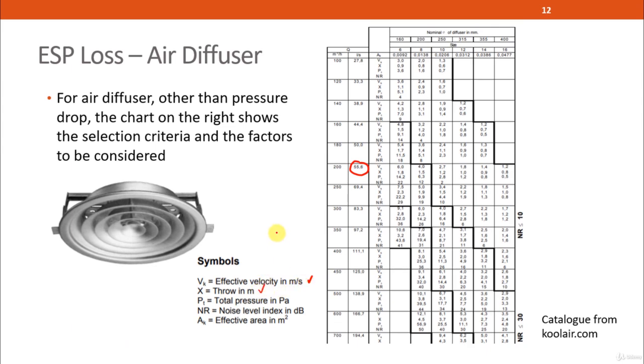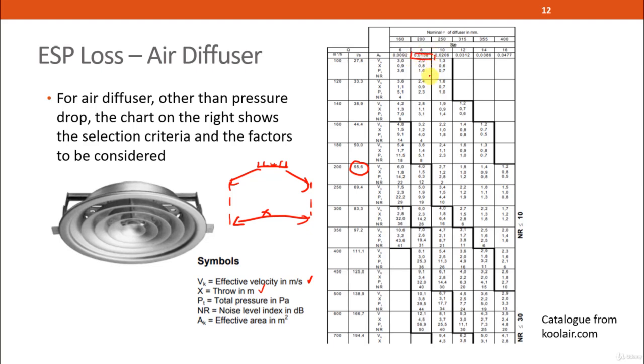The throw means, let's say you have a diffuser over here. The throw means this X value, how far it can throw the air to. Total pressure means the amount of pressure losses, which you can retrieve from here. That is the third value. And noise level is in dB. Of course there is also the effective area that it can cover, which is over here.